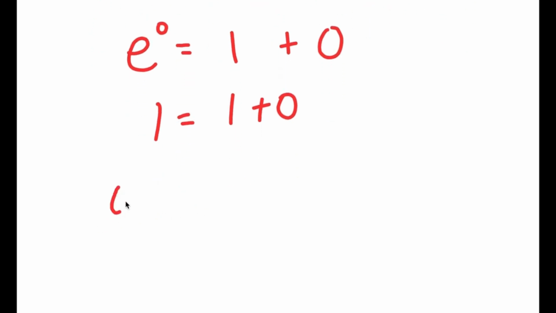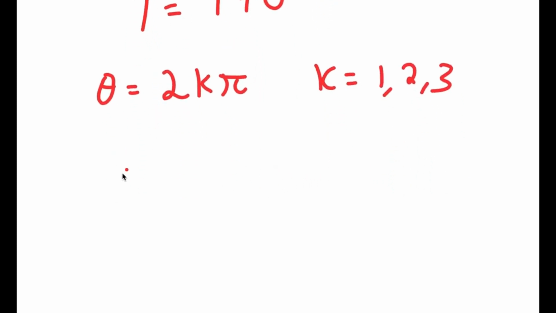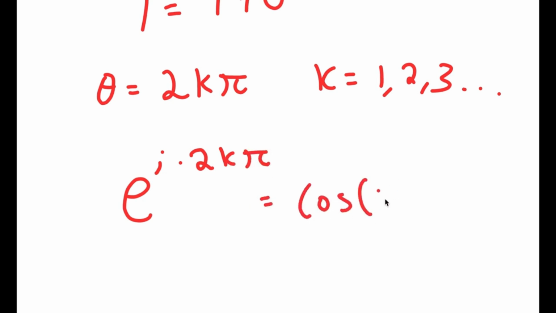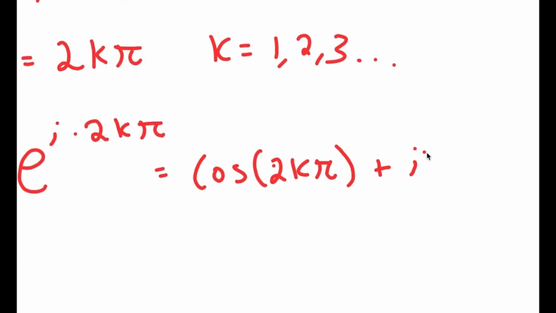Now, what if we say that theta is equal to 2k pi? K being a constant, so it could equal any number, 1, 2, or 3. So if I plug this in, I get e to the power of I times 2k pi is equal to cos of 2k pi plus I times sine of 2k pi.